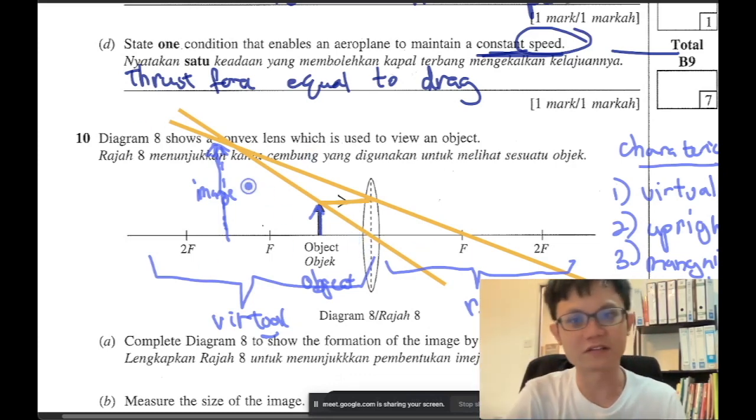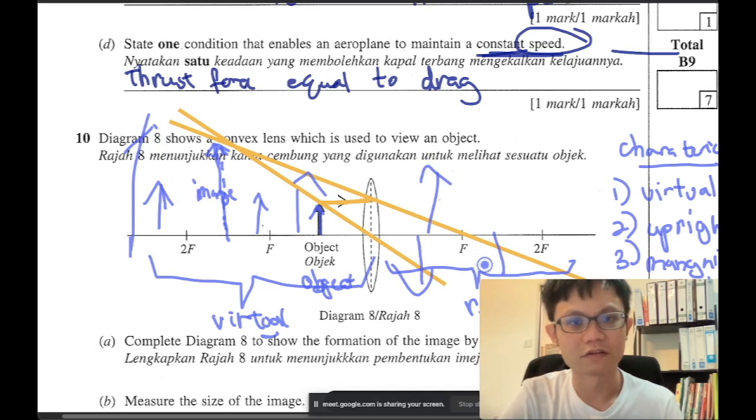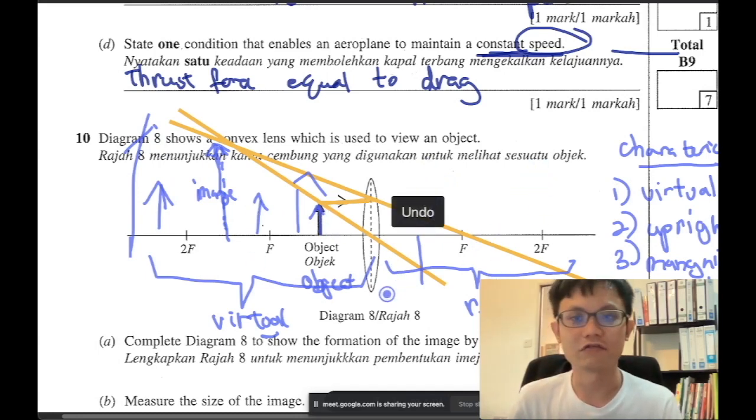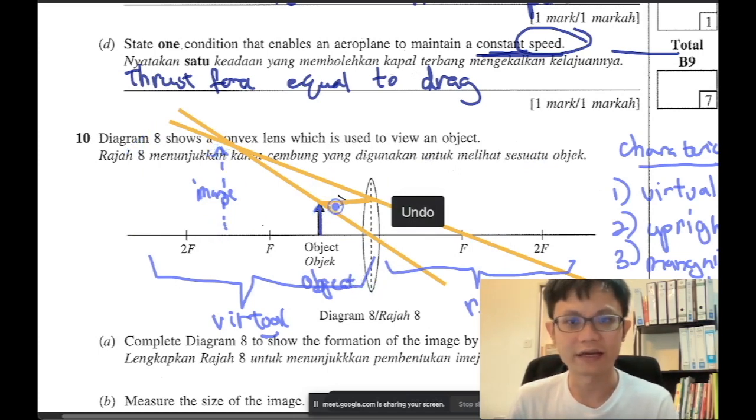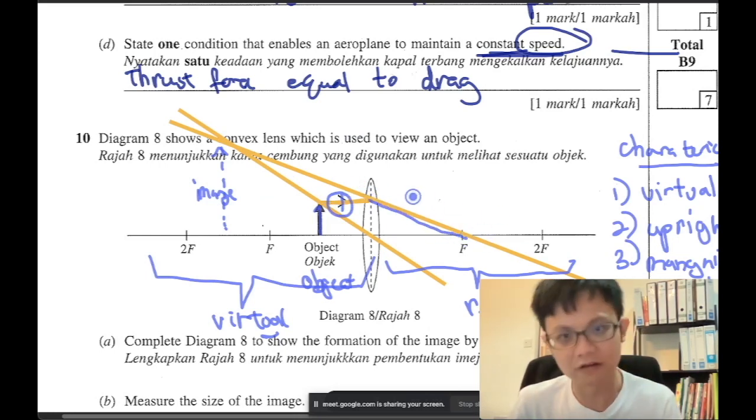Because if you don't know, you don't know whether the image is here, here, or here. So many variables. So you cannot do this question unless you are able to draw the three lines. Remember, step 1, draw a straight line. Step 2, draw to here and longer a bit.